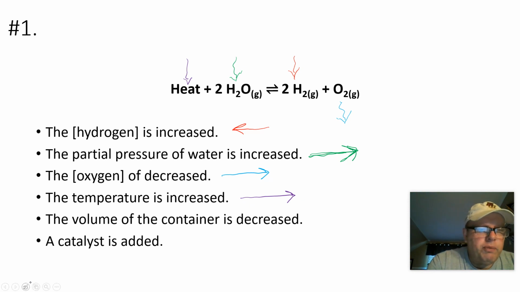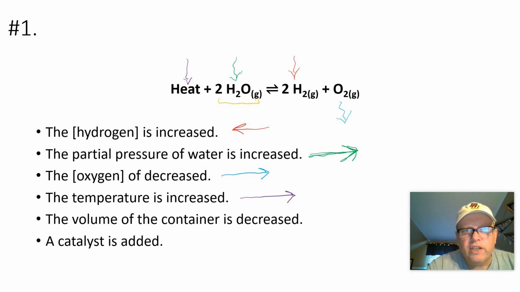Now, the next one, the volume of the container, is pretty straightforward, but it does involve a little bit of counting. The volume of the container affects gases. On this side here, we've got two gas molecules, two water in the gas phase. On this side here, we have more. We have three. So here we have two gas particles. On this side, we have three gas particles. So if the volume is decreased, in order to keep the pressure constant, it is going to try to go towards the side that has less gas on it to keep that pressure constant.